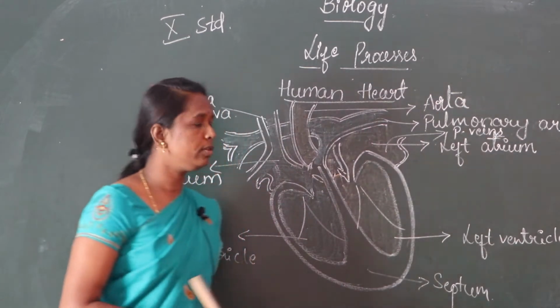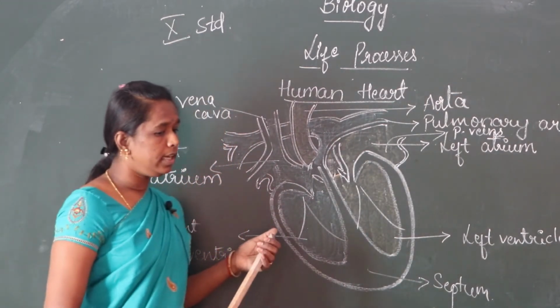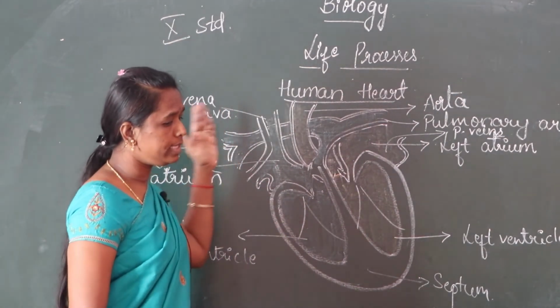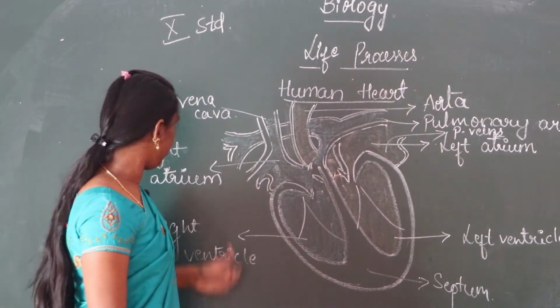The human heart is a 4-chamber heart, and here the transported blood is transferred to the right ventricle.